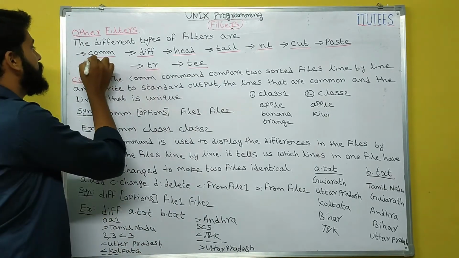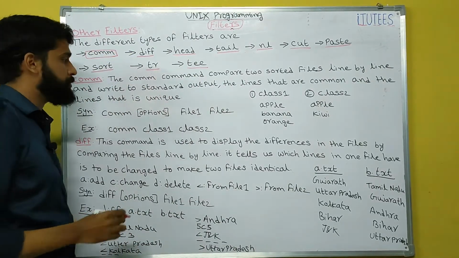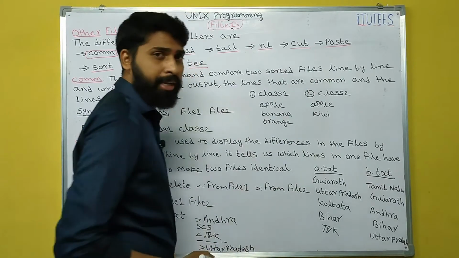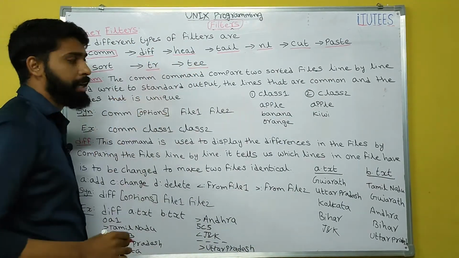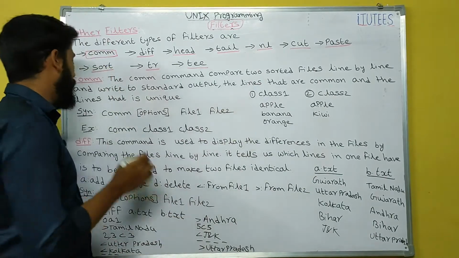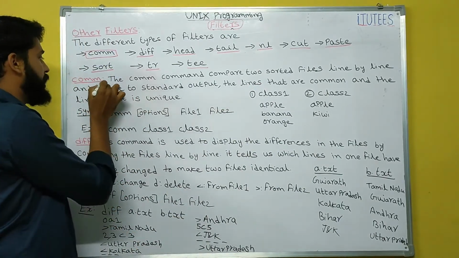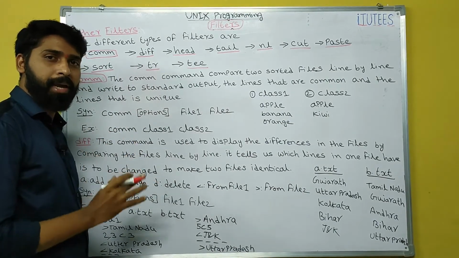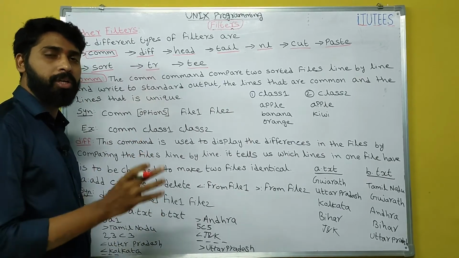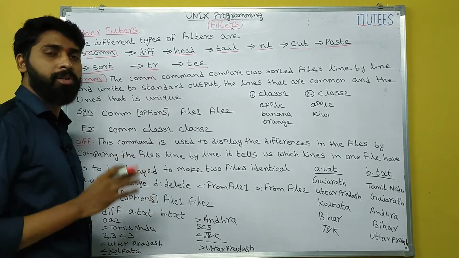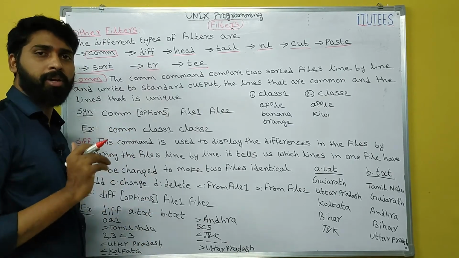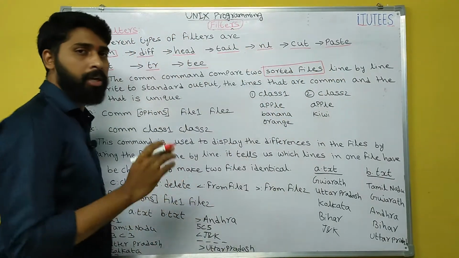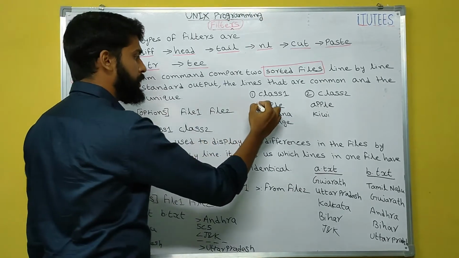First we are seeing the comm command, which means compare. The comm command compares two sorted files line by line and writes to standard output the lines that are common and the lines that are unique. So what is the purpose of the comm command? If you give two files, it compares them and displays the lines unique to file 1, unique to file 2 and common to both files. Here we give sorted files as input, which means the lines in the files are already in sorted order.